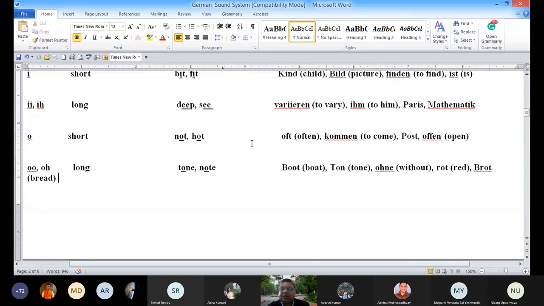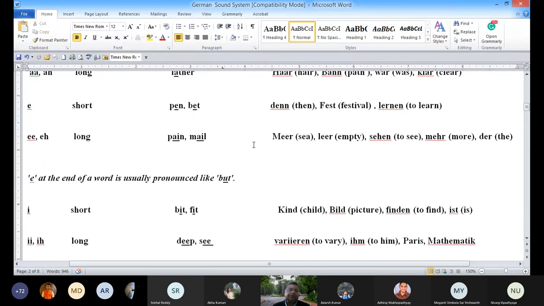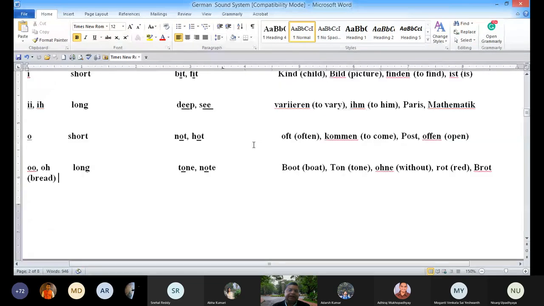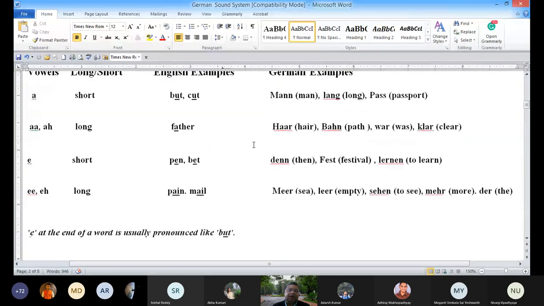Boat, tone, owner, wrote, and brought. So these are the examples of simple vowels A, E, I, O, U, short and long. How much short, how much long? For that I have given these English examples first, and that particular sound is underlined for your convenience. So if you keep this in mind, then accordingly you practice to pronounce the German words.